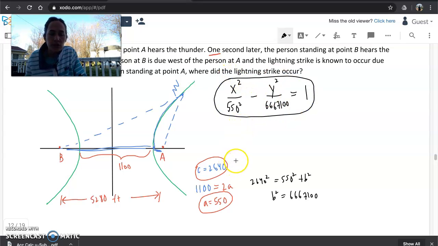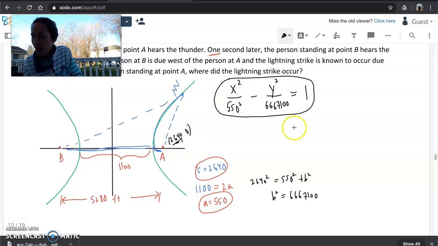Sometimes that's the end of the question. I'm going to run out of time here. They actually ask you where did the lightning strike occur, and it says it's due north of point A. Since A is at 2640, 0, my advice is plug in a 2640 for X, solve for Y, and you'll see that you get 12,122 feet.